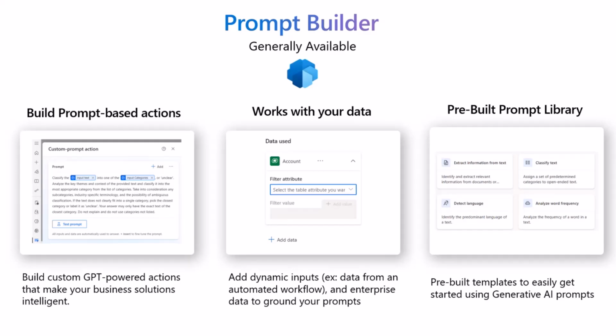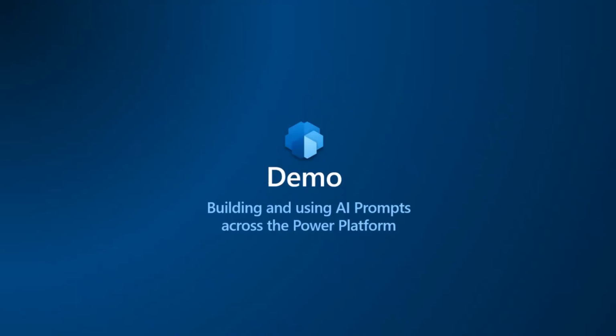And then, of course, built right into the tool, we have pre-built templates to easily get started building your own prompt. So you can simply select one, edit, and use it across your solutions. With that, let's see how we can actually build and use an AI prompt in Power Automate.